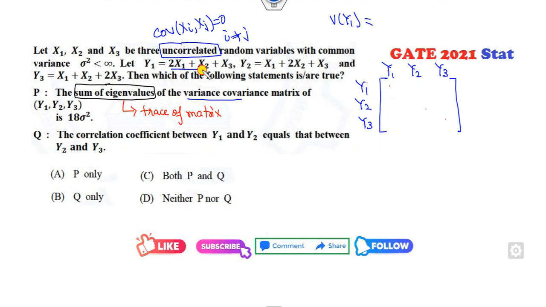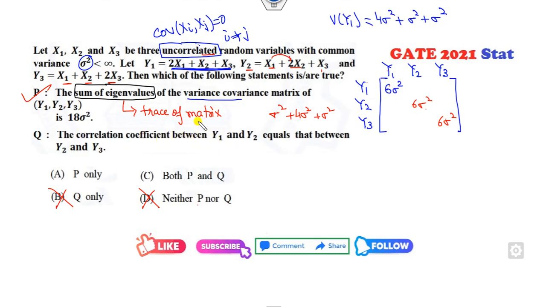Can you find the variance of y1 from here? Because they are uncorrelated, it will be 4 times variance of x1, sigma square, 4 times sigma square plus sigma square plus sigma square. So this value is my 6 sigma square. Can you find the variance of this? It is sigma square, 4 times sigma square, 4 times plus sigma square, because they are uncorrelated, so the covariances are each 0. Similarly for the third, 1, 1 and 4 is 6 sigma square. So what is the trace? Trace is my 18 sigma square. So yes, this is the correct statement. So neither is the correct statement, only Q is my wrong answer.